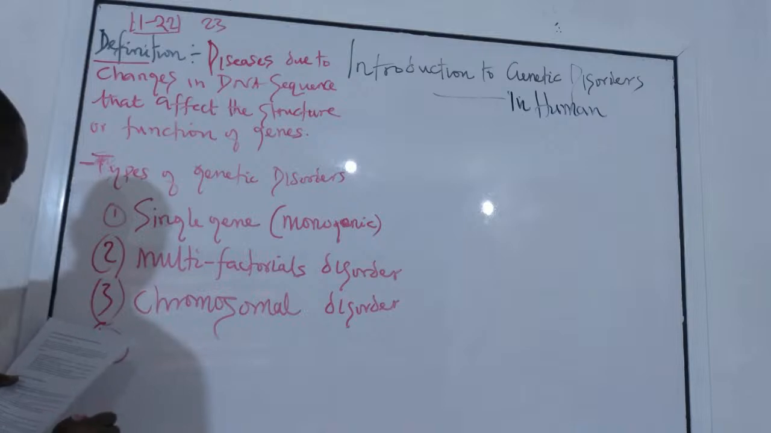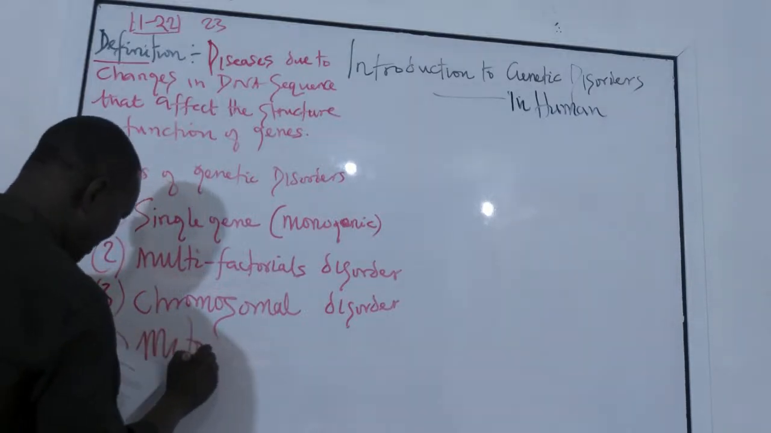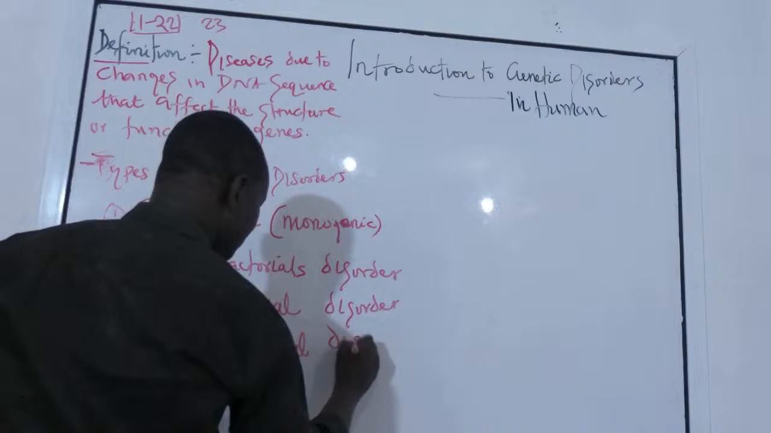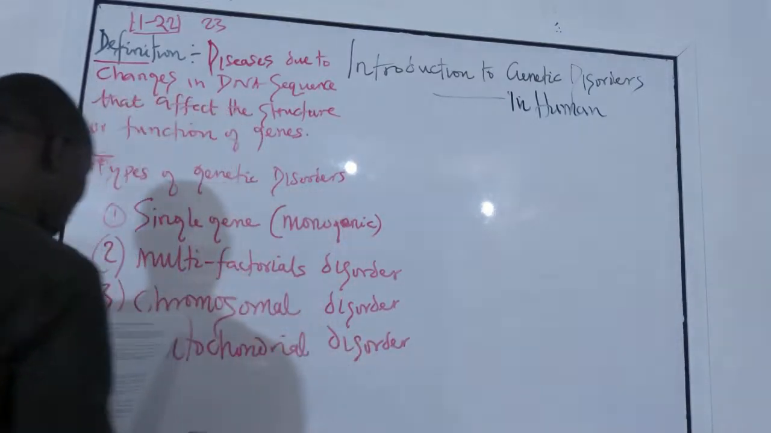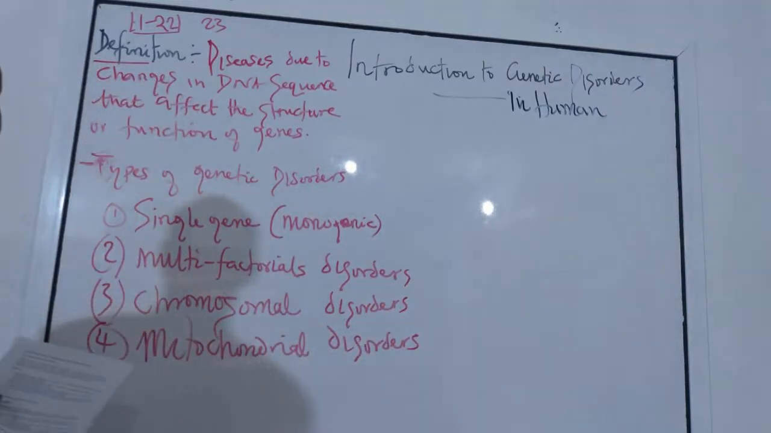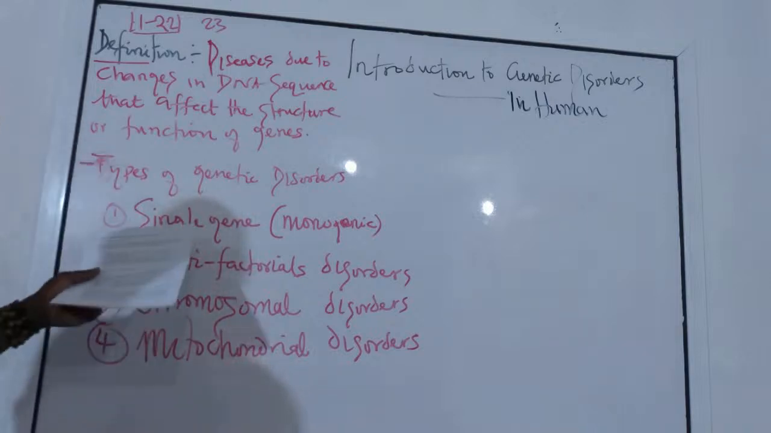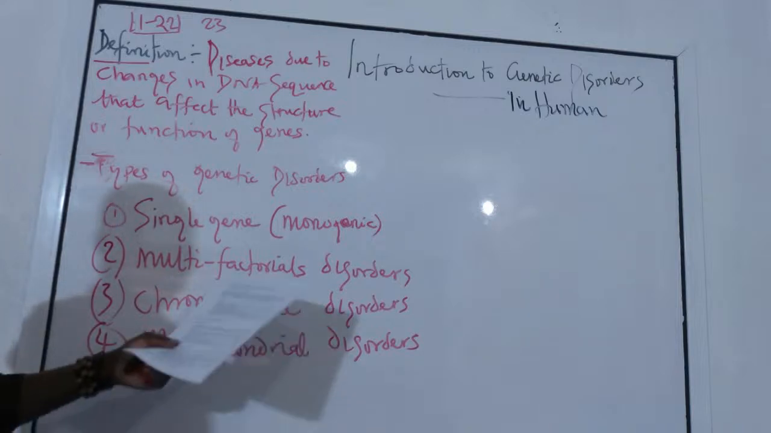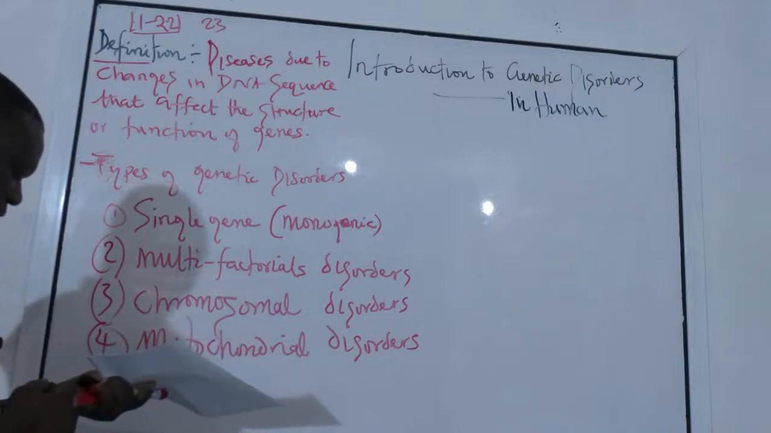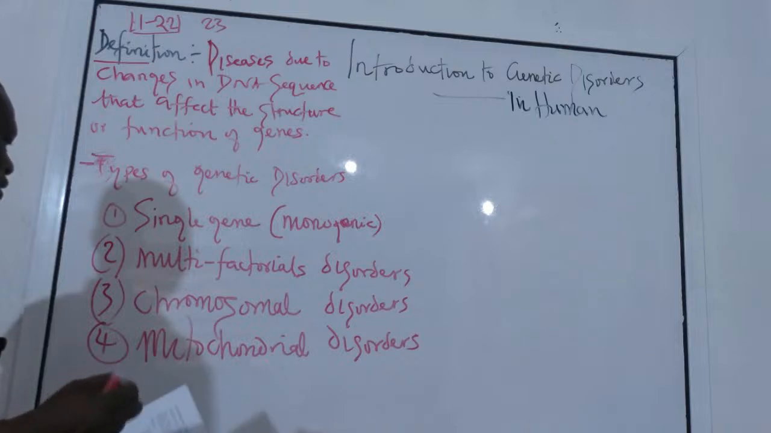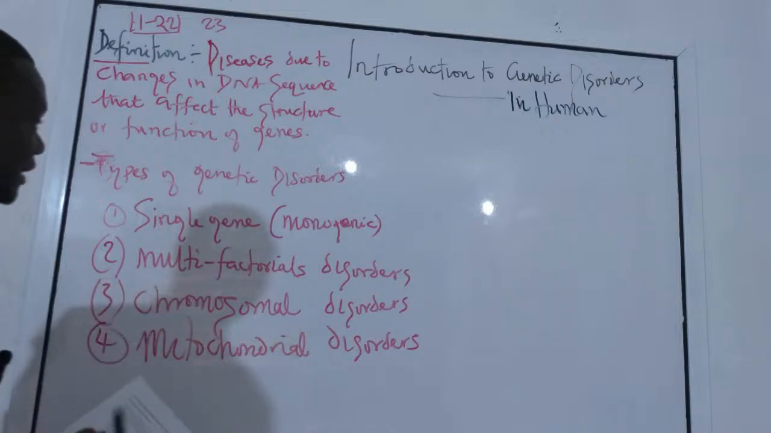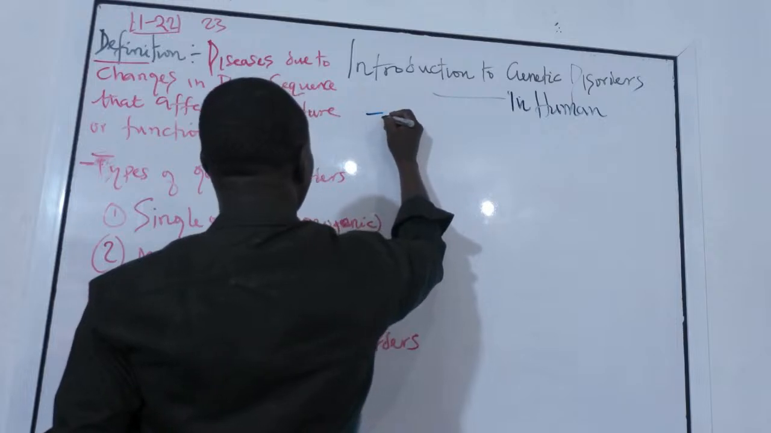Then the fourth one is mitochondrial dysfunction or disorder. Mitochondrial disorder. So it could be any of these four. So if you now want to classify the genetic disorders, it can be classified as single gene, which is called monogenic, or it can be multifactorial, it can be chromosomal, as well as it can be a result of dysfunction of a mitochondria.